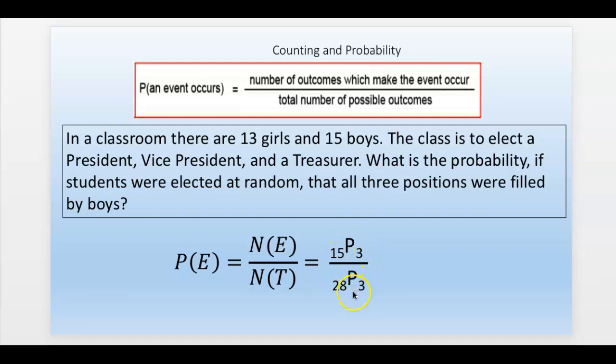But the total number, you use all the students. In this case, there's 28 total students, 13 girls and 15 boys. So how many ways can I arrange 3 out of all 28 students? That's the bottom number, okay?